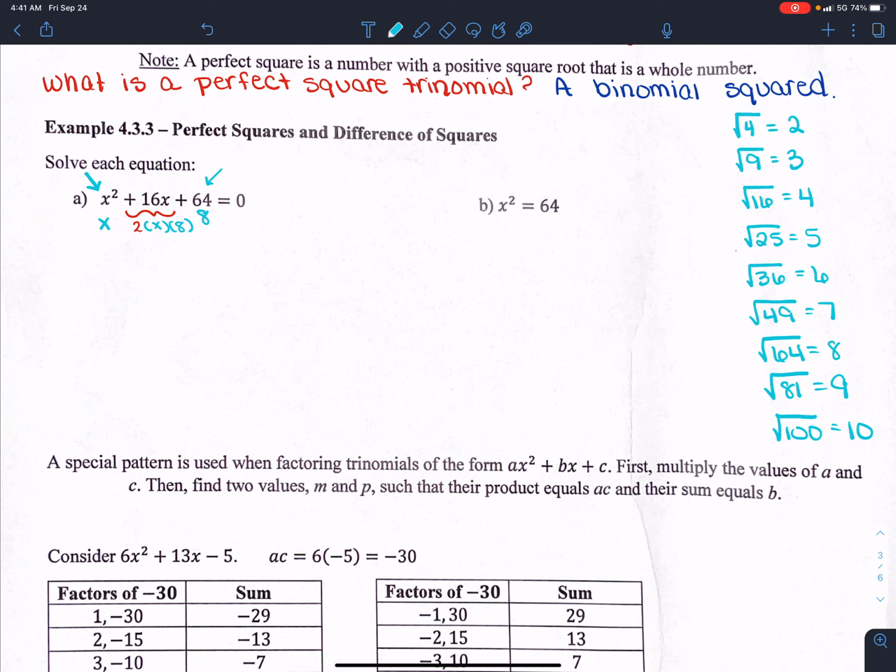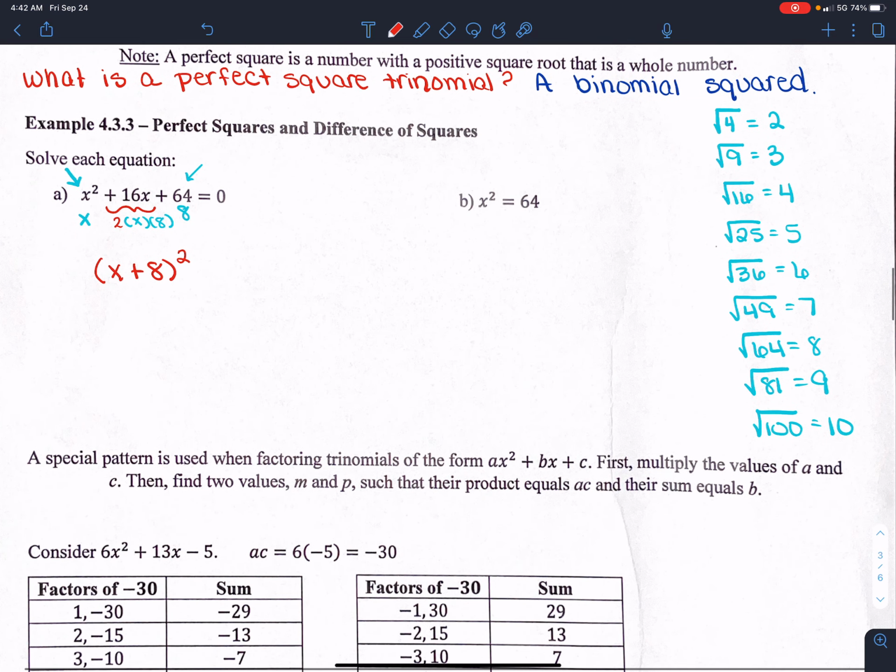If we can do that, then using our shortcut, going back to what you had at the bottom of page 3, we're going to have x plus 8, and we're going to square it. And that is our answer. But we have to be sure that we can take the square root of the first term, the square root of the third term, and that the middle term is twice the value of a and b.